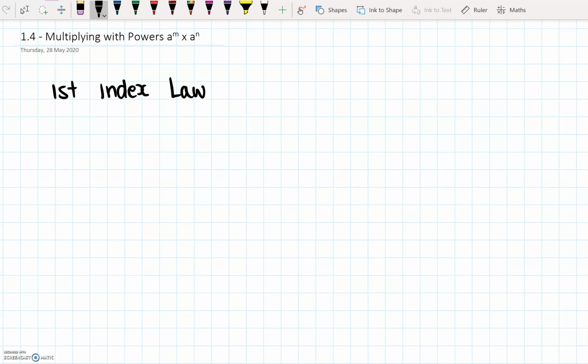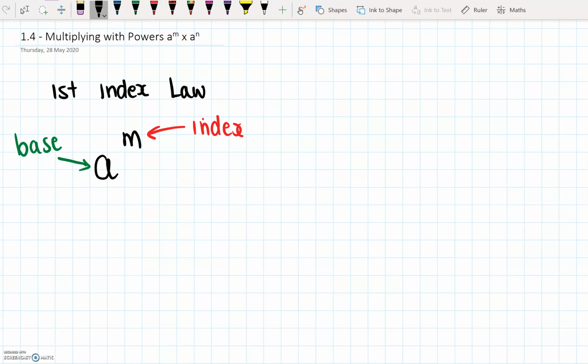Okay, so firstly, an index. We want to look at what the numbers are made up of. So if we have, for example, a to the power of m, this is called our base. Okay, and m up here is called our index. And what this means is we take a and we multiply it by itself m number of times.